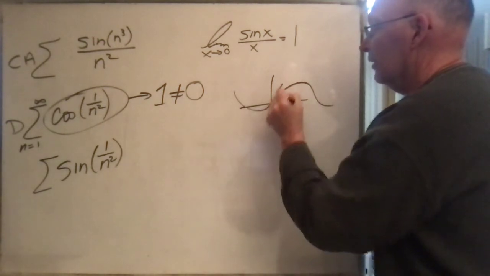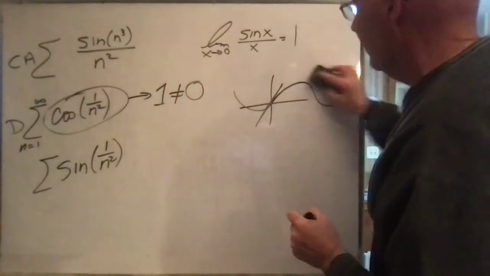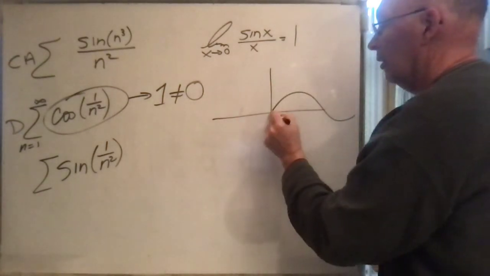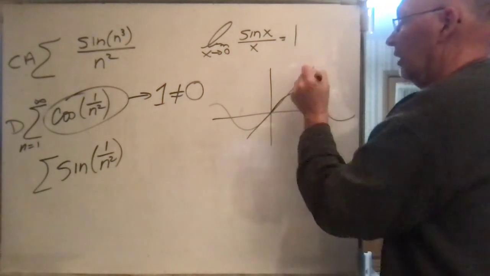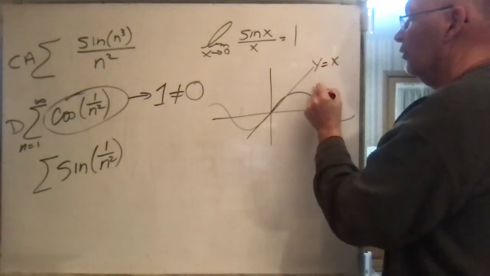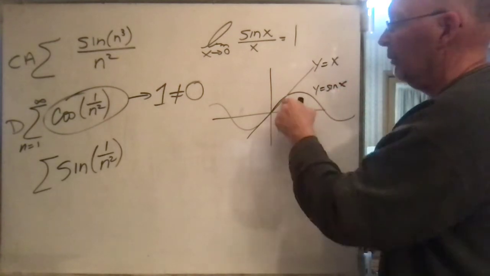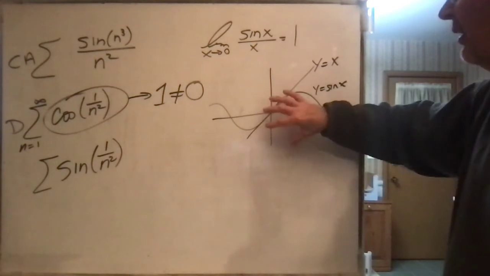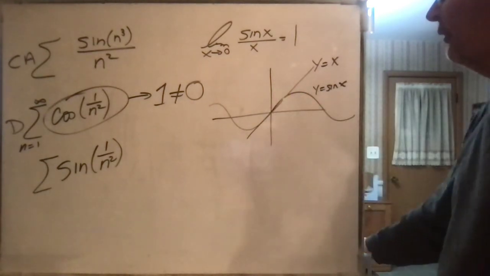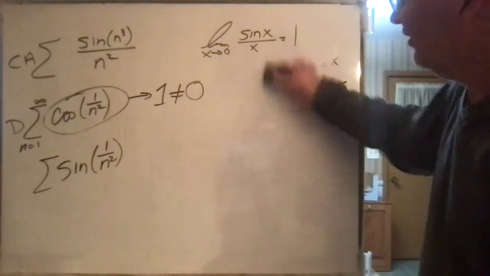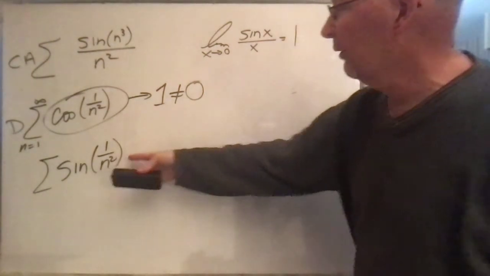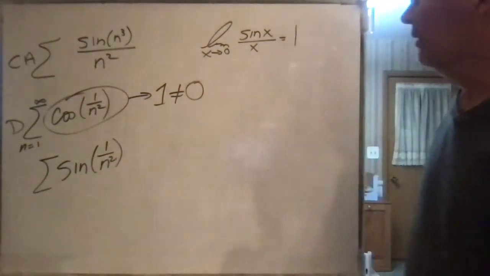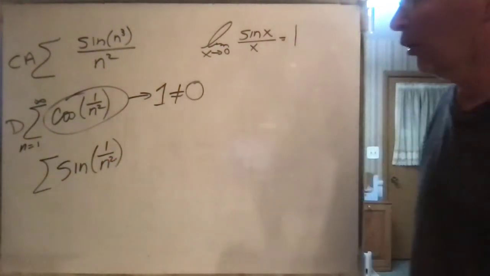Looks like this. Whoops, I didn't do that very well, but let me do that a little bit better. Here's y equals x, here's y equals sine of x. If you come in close to the origin, those two things are indistinguishable. Graph them out on Desmos or on your calculator, you'll see they're indistinguishable. So when I look at this thing right here, I say this thing is basically acting just like 1 over n squared. For a small thing, this thing acts just like 1 over n squared.